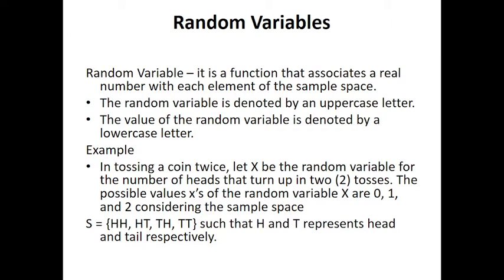So we illustrate that by means of a sample space. Here's the sample space. Since we have two tosses of a coin, the possibilities are as follows: head, head; head, tail; tail, head; tail, tail. So we have four possibilities. And we have x as the random variable for the number of heads.